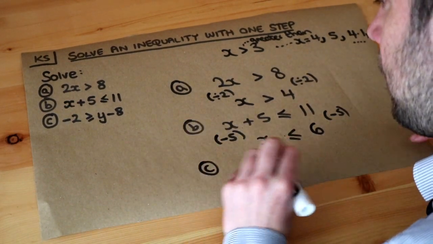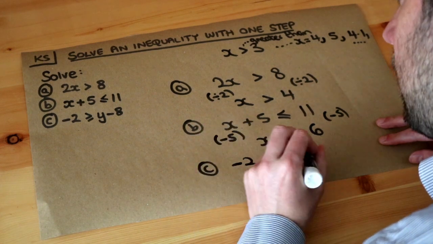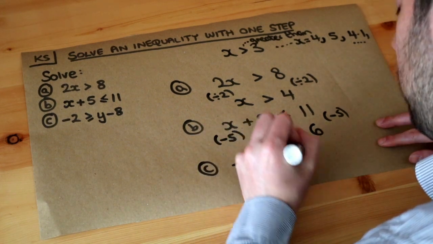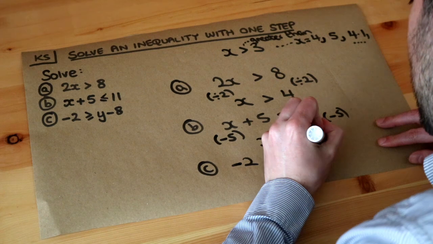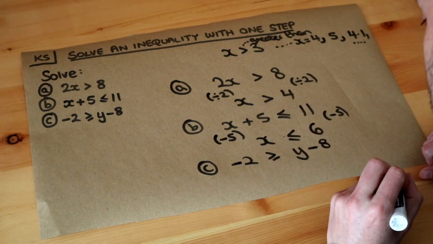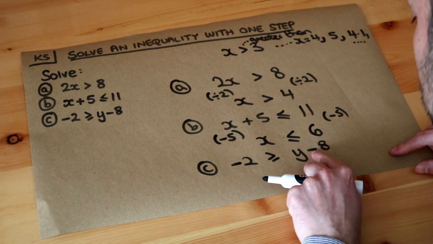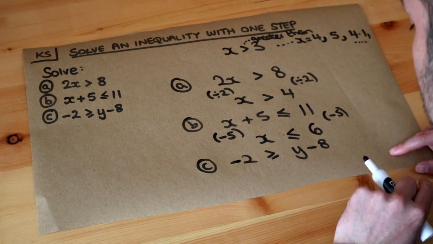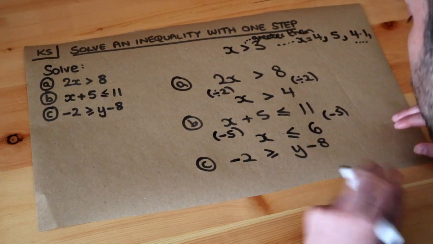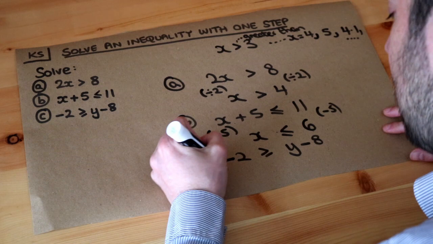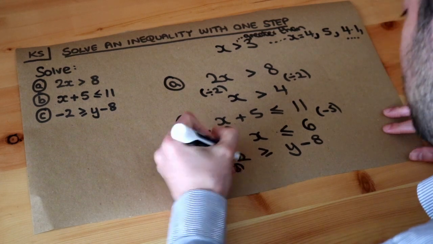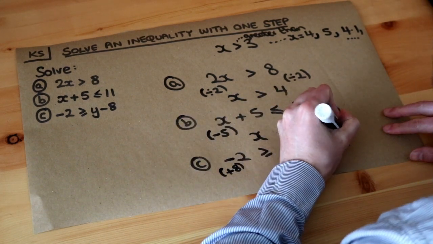And the final one, we've got minus 2 is greater than or equal to y minus 8. Again, we want to get y on its own. Now, let's see what's happening to y. We're subtracting 8. We want to get rid of the minus 8, so we're just left with y. The opposite of subtracting 8 is to add 8, so we add 8 to both sides of the inequality.